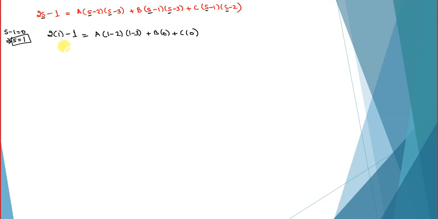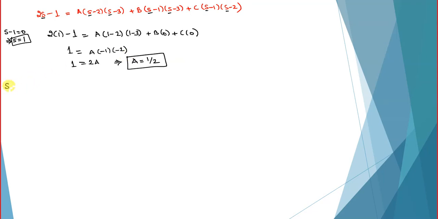So this gives you 2 minus 1 as 1, which is equal to a times minus 1 minus 2. B and C cancel out. So minus 1 times minus 2 gives you 2a. This is equal to 1. So this gives a as half, 1 over 2.